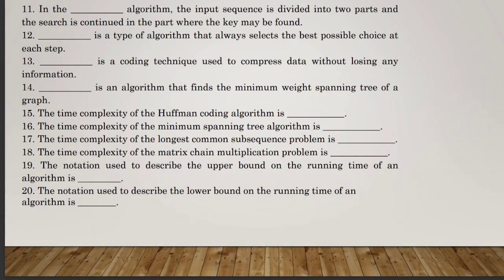11th, in the dash algorithm, the input sequence is divided into two parts and the search is continued in the part where the key may be found. The answer is binary search. 12th, dash is a type of algorithm that always selects the best possible choice at each step. The answer is greedy algorithm.